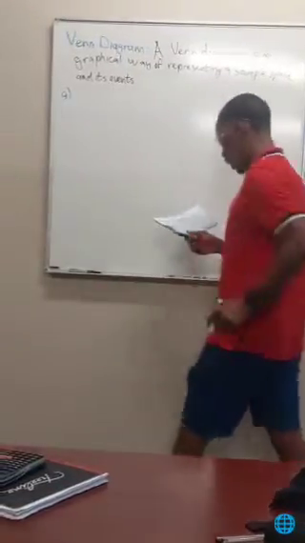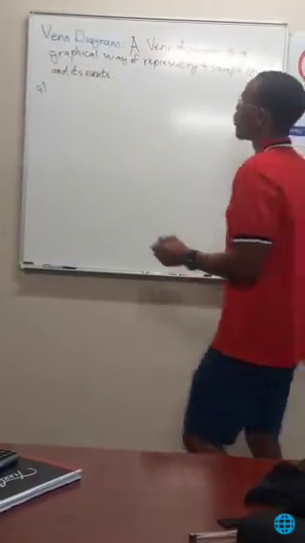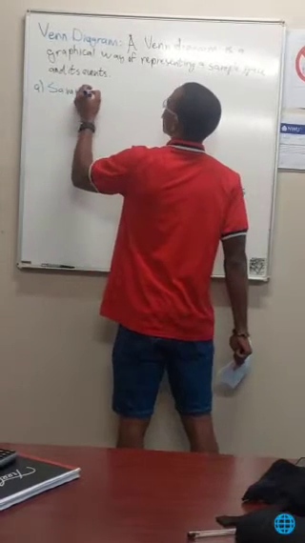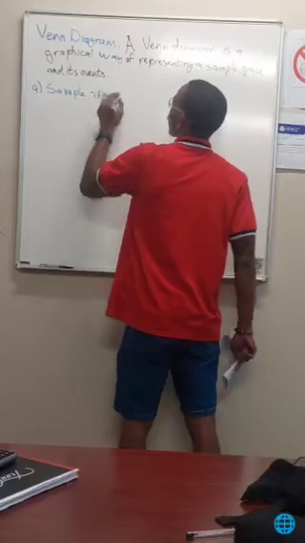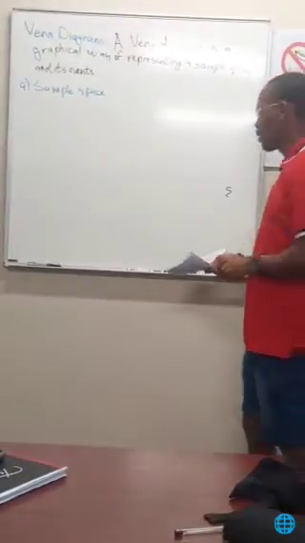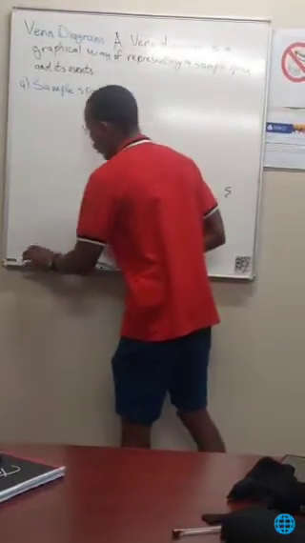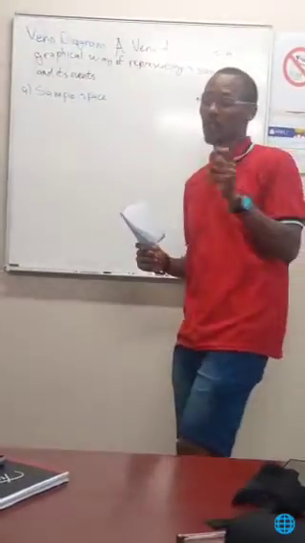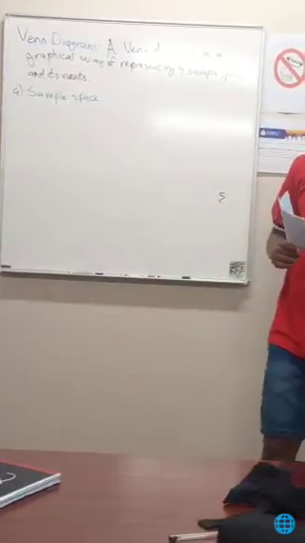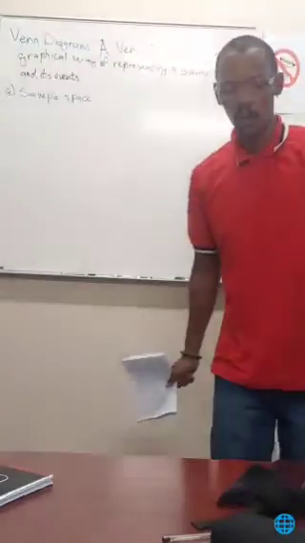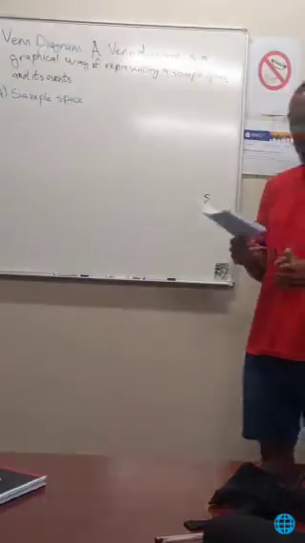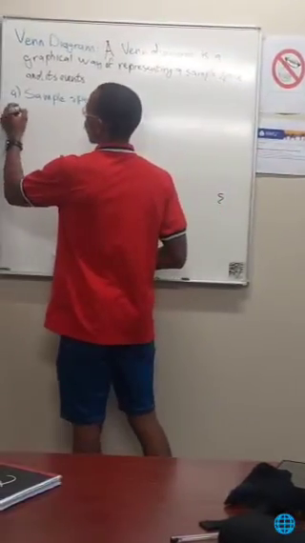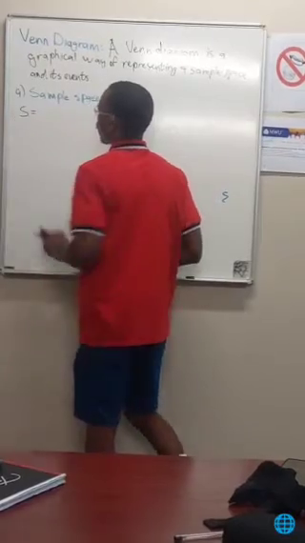Number A says, what is the sample space of the experiment? So the statement says that we have 9 cards written 1 through 9 on them. So what do you think is our sample space? Sample space is 1, 2, 3, 4, 5, 6, 7, 8, up to 9.